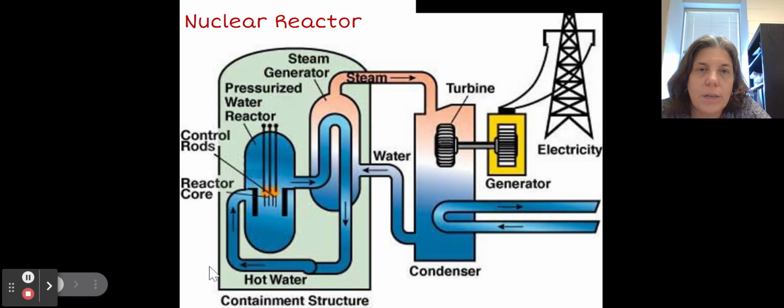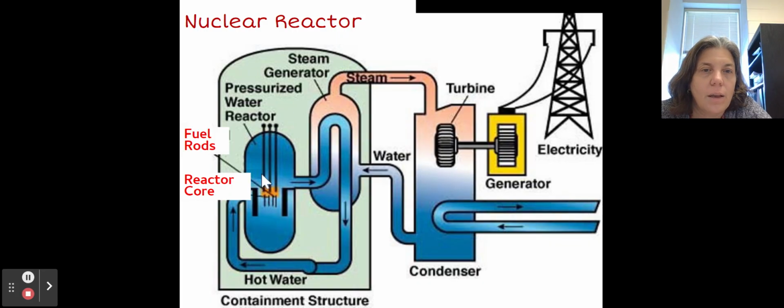Okay, here's what happens in a nuclear reactor. Some of the parts look similar to a coal burning power plant and some are different. What's different is a reactor core. Inside the reactor core are fuel rods that contain the uranium and are bombarded with neutrons to create the heat. Here are my fuel rods. They're bathed in water because it's very important that we keep them from getting too hot.